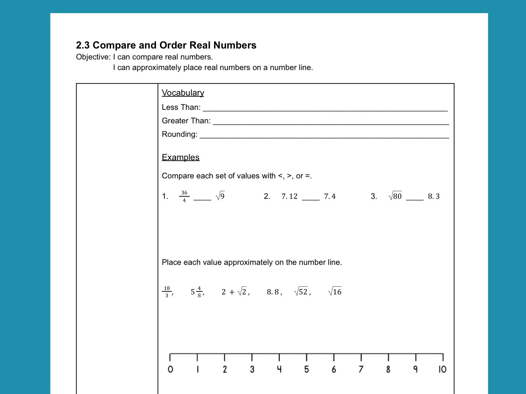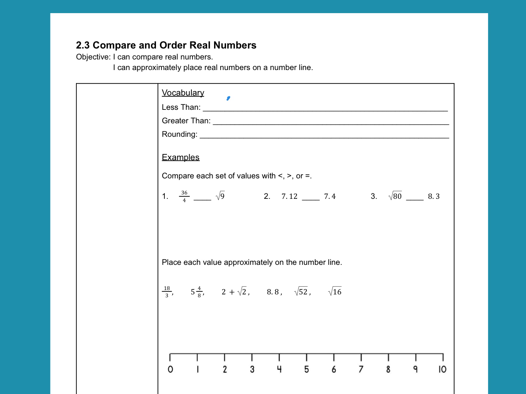Now that we've practiced how to convert between different forms of numbers and we've talked about squares and square roots, we're going to use all that to compare numbers and to place numbers on a number line, at least approximately. So just some quick reminders.